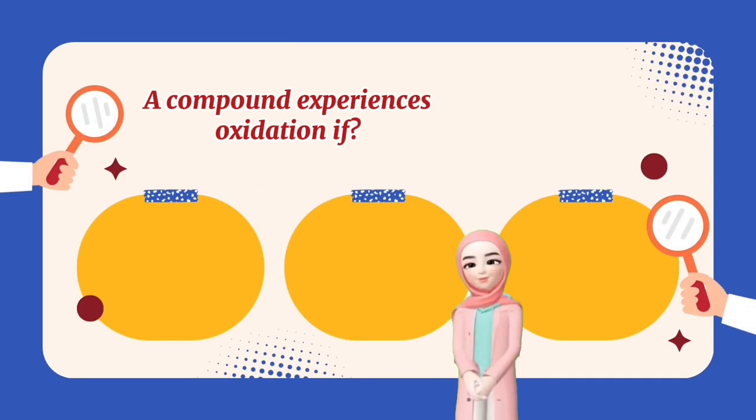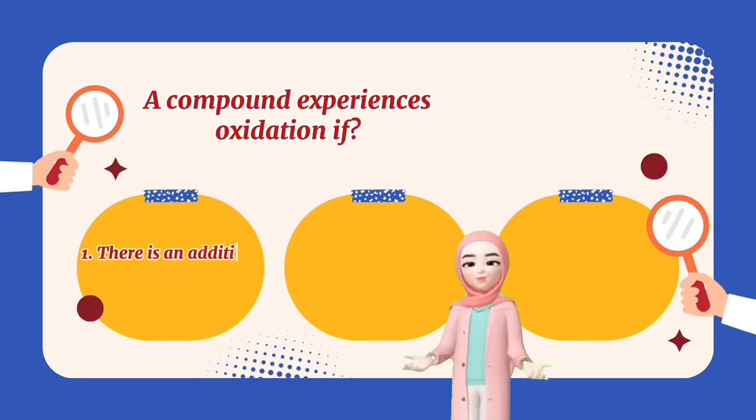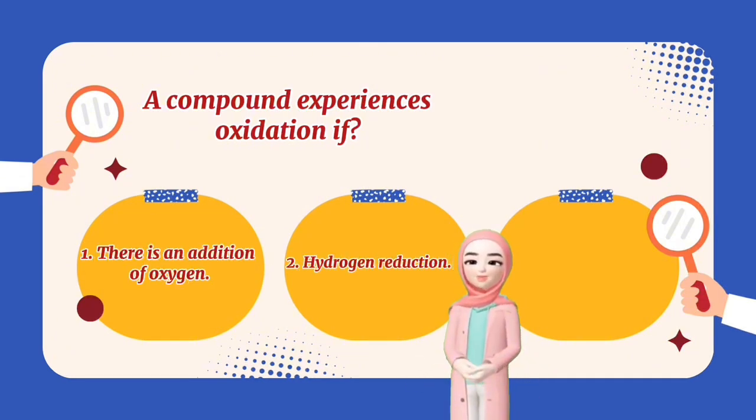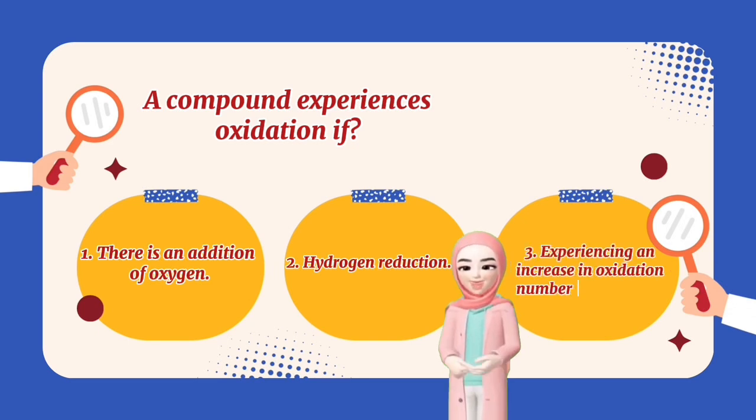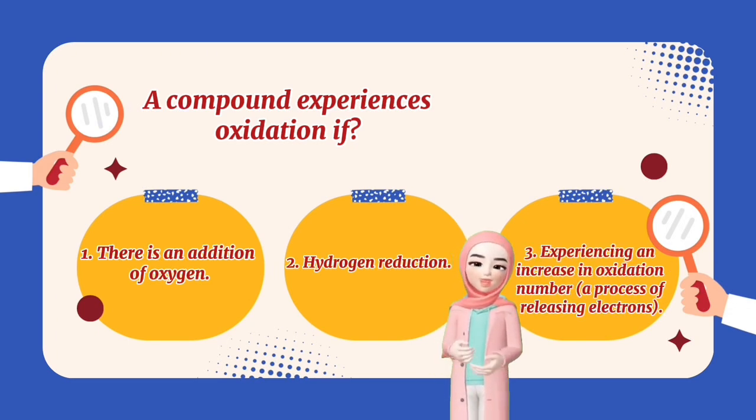A compound experiences oxidation if: 1. There is an addition of oxygen. 2. Hydrogen reduction. 3. It experiences an increase in oxidation number, a process of releasing electrons.